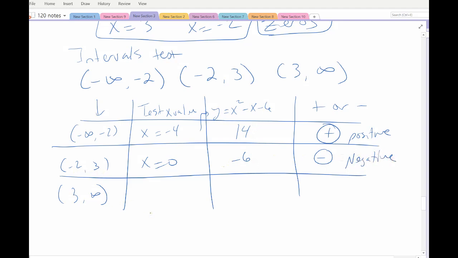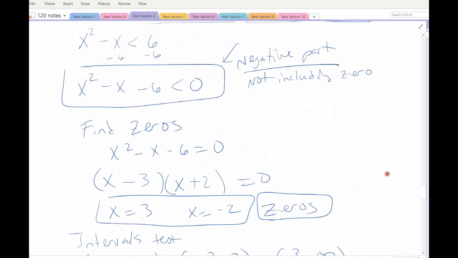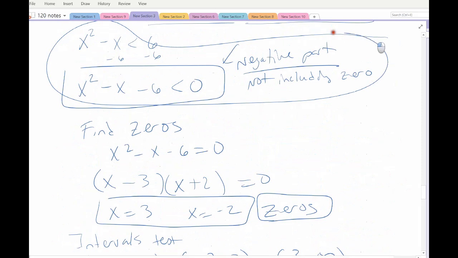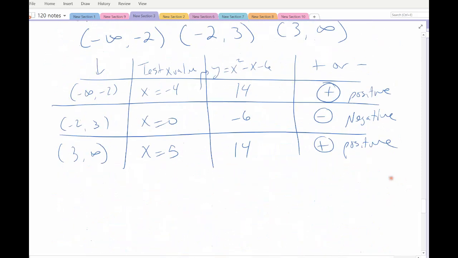And then I can actually stop there, but I'm going to finish it out and double check my answer. So 5 is a good number between 3 and infinity, so again, I'm plugging it in here. I'm going to get 25 minus 5 minus 6, and so it comes out positive 14 as well. And that's positive. Remember, I wanted to know where it's negative, right? I'm solving for the negative. And so the answer I want is this one, right? That's part of the table. And I do not include the 0, all right?